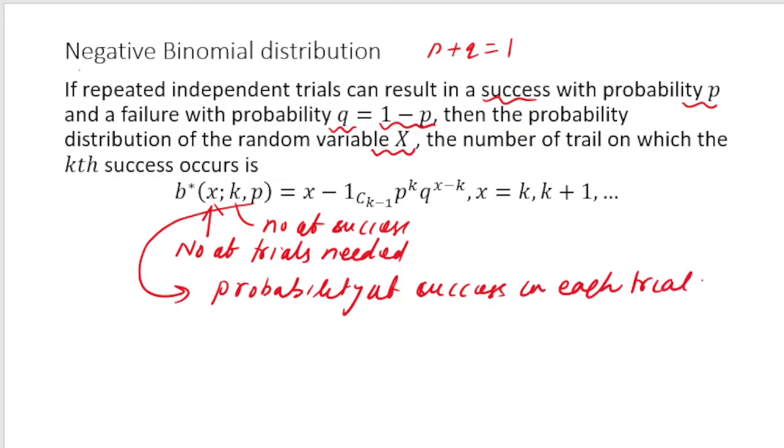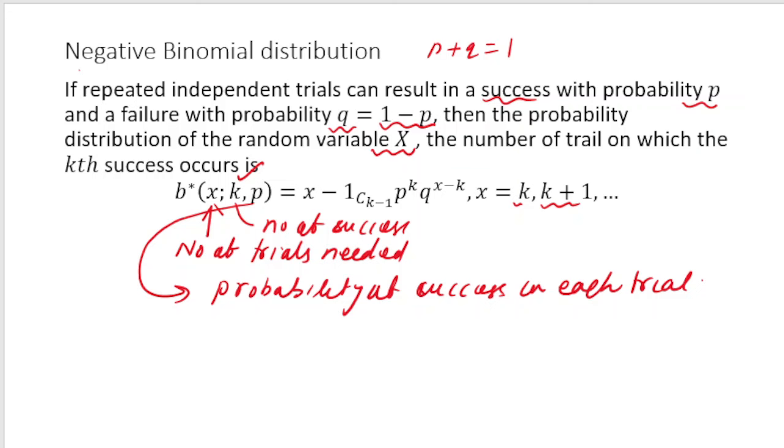Now, ladies and gentlemen, what is the formula? The formula is x minus 1 choose k minus 1, times p to the power k, times q to the power x minus k, where x can take values k plus 1 and up to infinity. So let us understand this. First of all, suppose you are performing a trial and you want to get k successes. So to get k successes, what is the minimum number of trials you need?